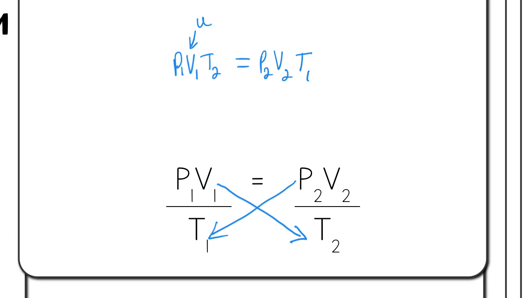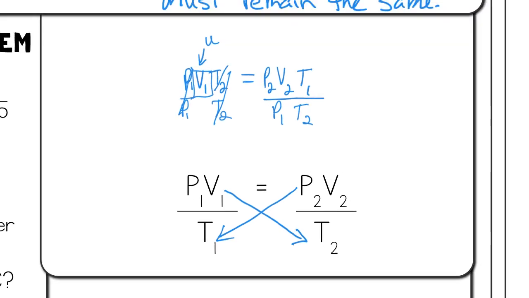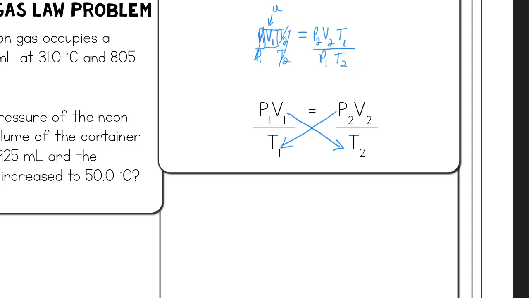To isolate that variable, I need to get rid of P1 and T2, so I'm going to divide them by themselves. So there goes P1. If I do it to one side, I'm going to do it to the other side, so P1. Now I have to get rid of T2, so I'm going to divide it by itself, which means I bring that over here. Now I've gotten rid of that, and now I've got my unknown by itself. And then I just substitute the numbers into the formula. So let's try a problem here.